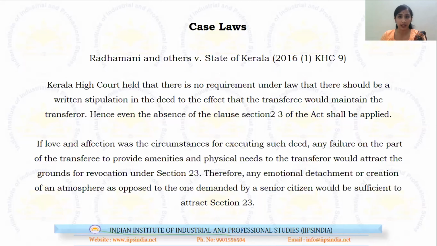But the Kerala High Court held that there is no requirement under law that there should be a written stipulation in the deed to the effect that the transferee would maintain the transferor. Even in the absence of this, Section 23 of the Act shall be applied. So again, this case stated that it is merely the love and affection which comes into play, not the clauses or the express stating of the same.